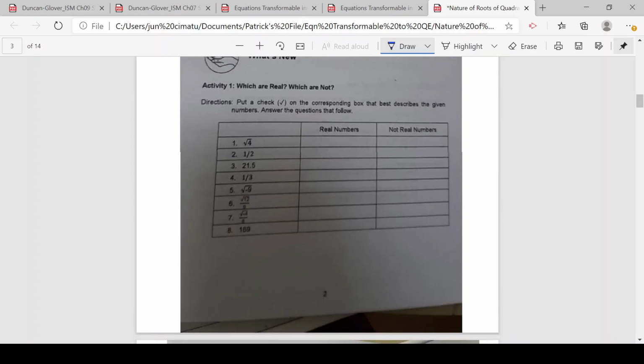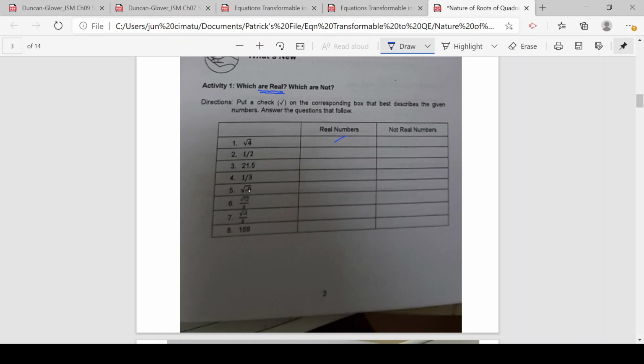PBT 1, which are real and which are not. When real, not real, pagka hindi nag-negative ang value ng nasa loob ng radical, ano? Square root of 4, real yan. So, check mo lang. Real. 1 half, real. 21.5, real. 1 third real.